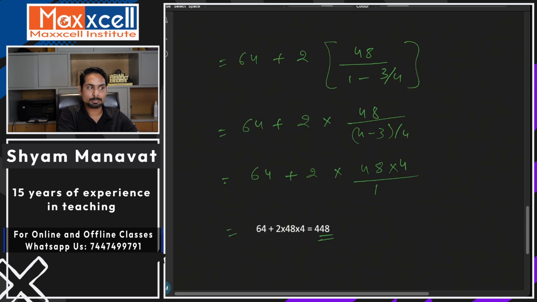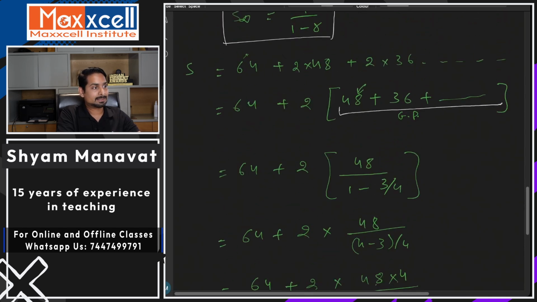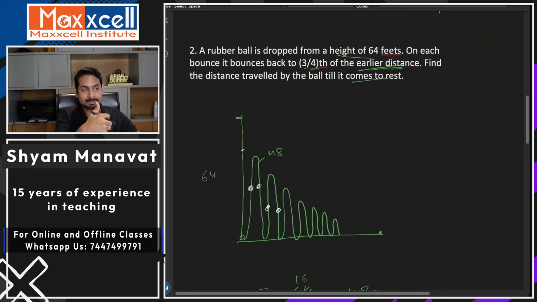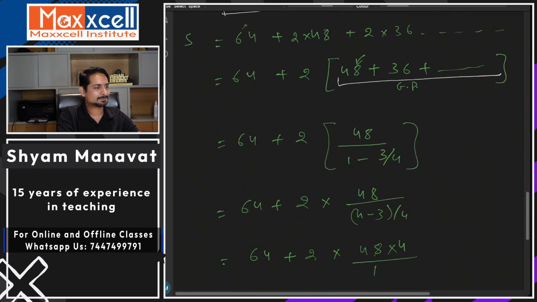I hope you will be able to do this calculation: 2 multiplied by 48 multiplied by 4, and then add 64. You will get 448. Apart from this, did you understand the concept? Is the concept easy to understand? Yes? Great. Let's look at the next question.